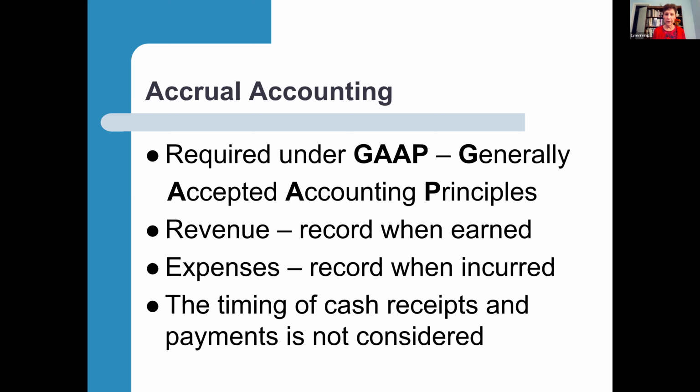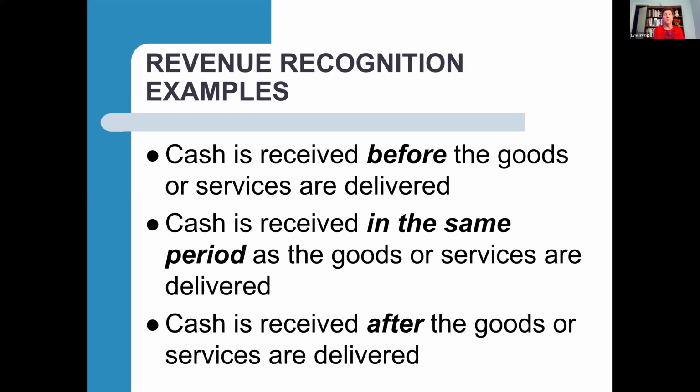And so many small businesses are not doing that. They're kind of mixing apples and oranges. So I've got two examples here, one for revenue and one for expense. So let's talk about this.